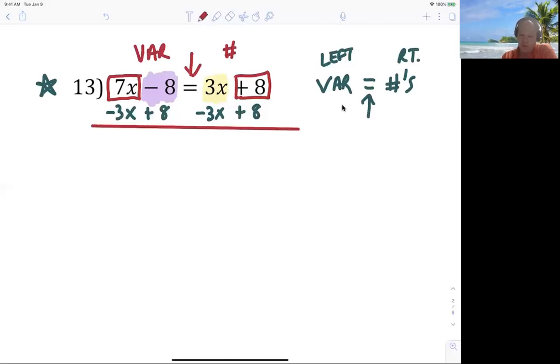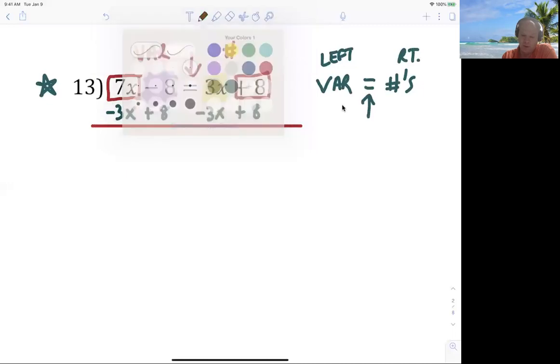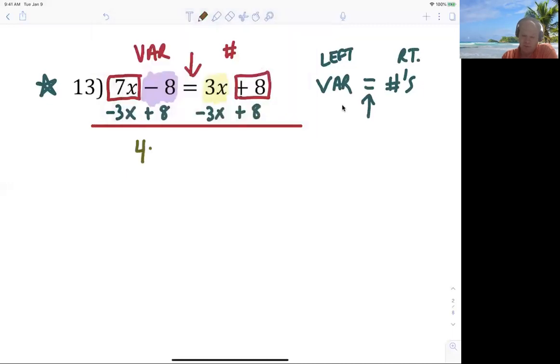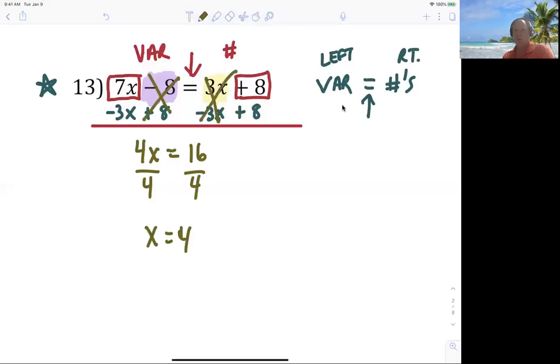Now, once you establish that simple fact, the problem becomes easy because now we're going to say 7x minus 3x is 4x, and then 8 plus 8 is 16. Now we divide, and x equals 4. Notice again how these two things cancel out. So again, the biggest part of the lesson today is variables on the left, numbers on the right.